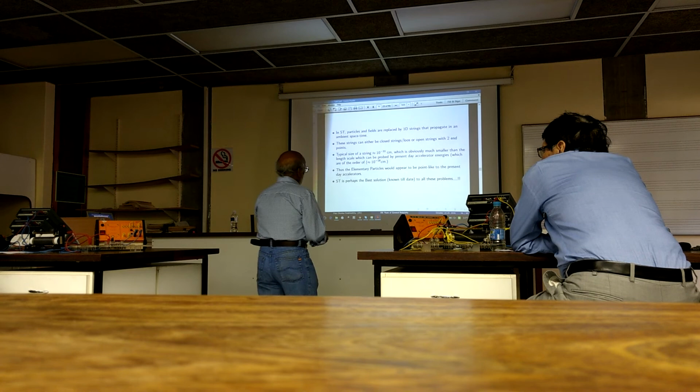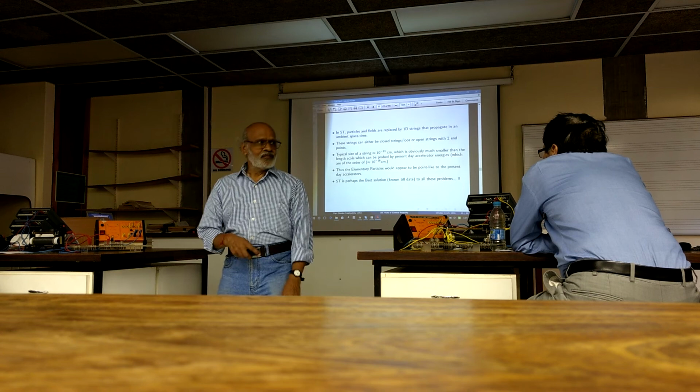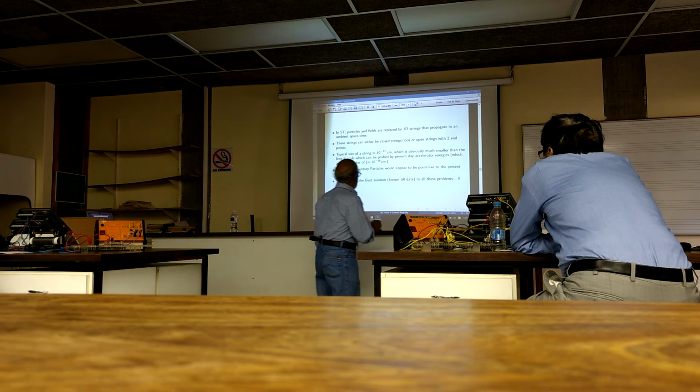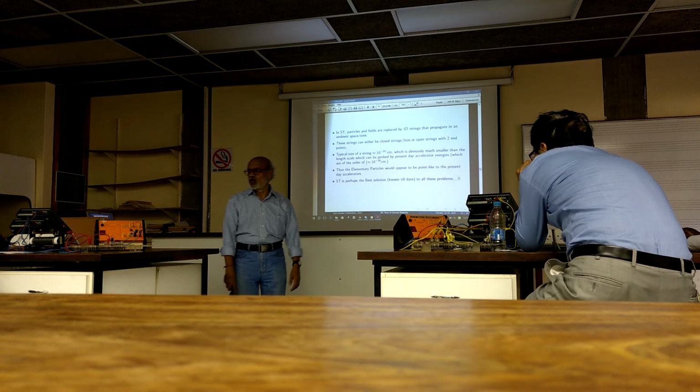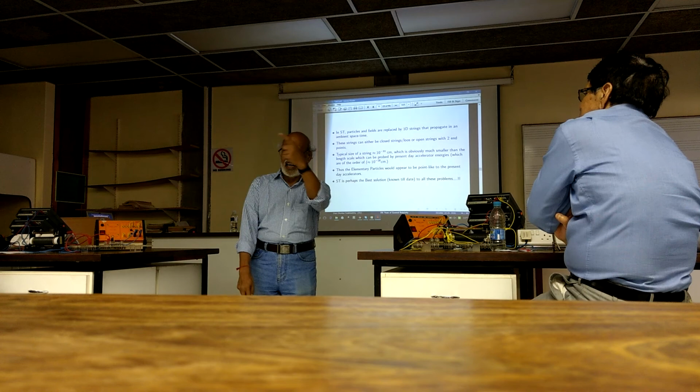So we arrive at some idea. We think, okay, logically, this sounds great. So we replace the zero-dimensional particles by one-dimensional strings, and the typical length of a string is 10 to the power minus 33 centimeters. Today we cannot realize it because our present-day energies and technologies can measure only up to 10 to the power minus 18 centimeters. You have to go to 10 to the power minus 33 centimeters. It's much, much beyond. But one day our younger generations would realize this.